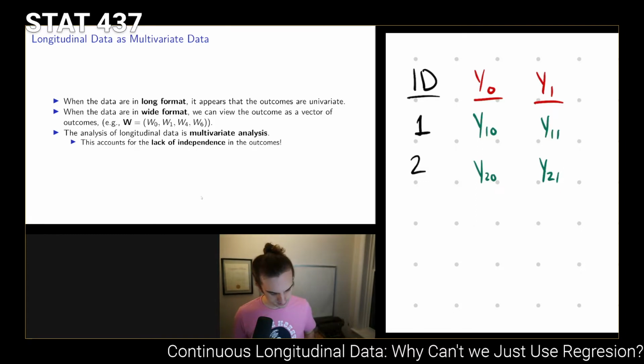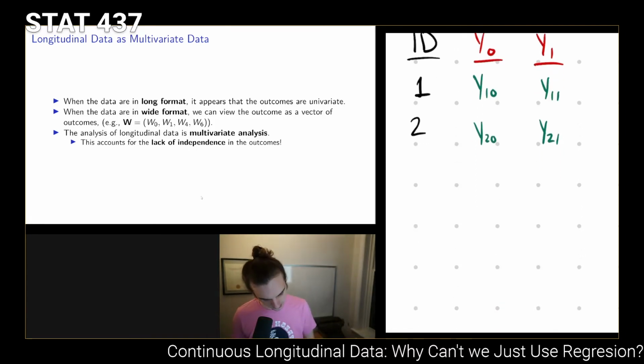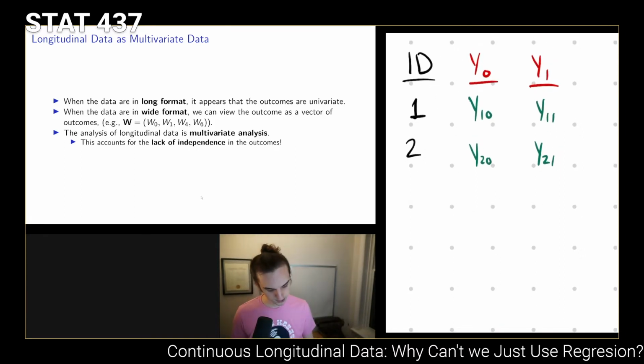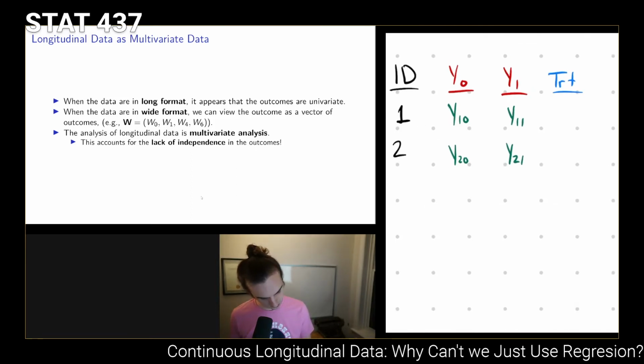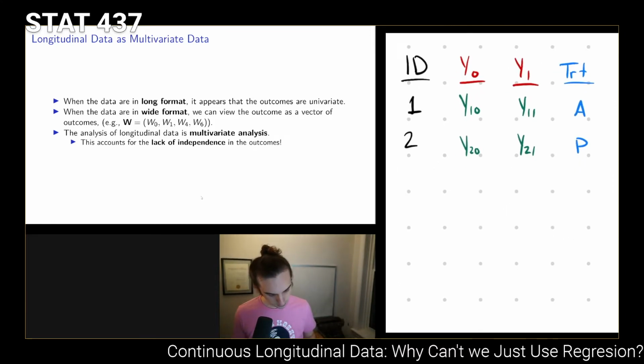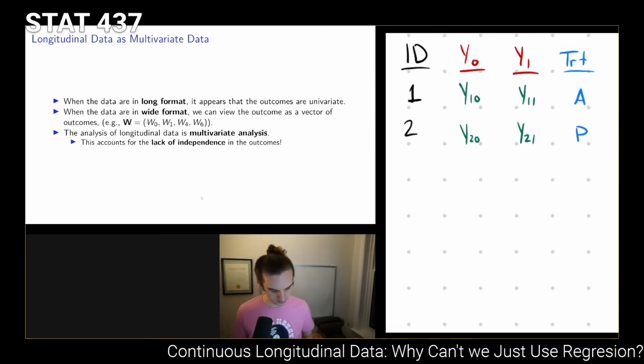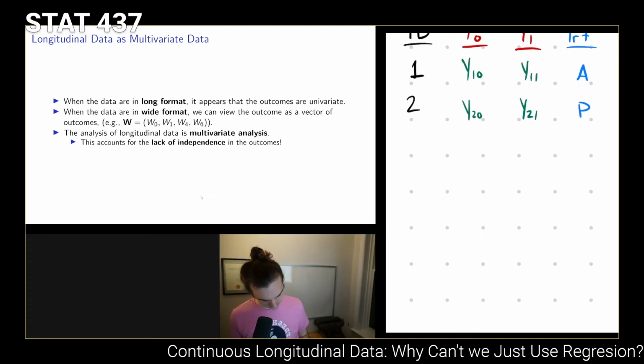And so this is the wide format. And then when we write this out in long format, maybe what I should do here is include a treatment indicator as well, just to give us a factor here. So let's say that individual 1 receives treatment active, individual 2 receives treatment placebo. If we extend this out into long format of data, we're going to end up with 4 rows in this data set.